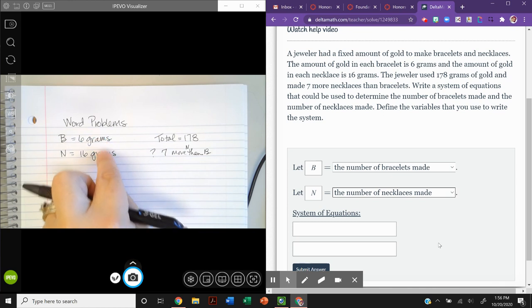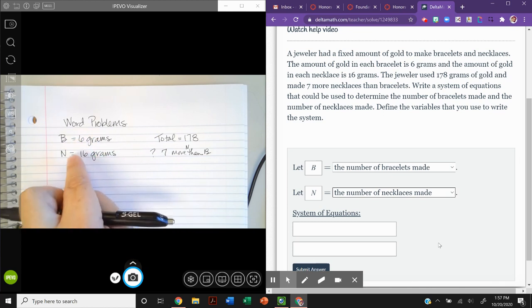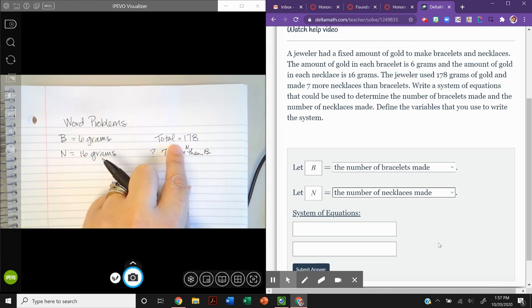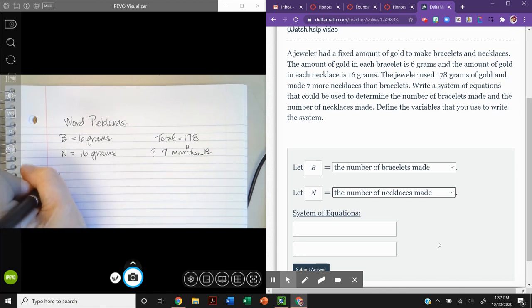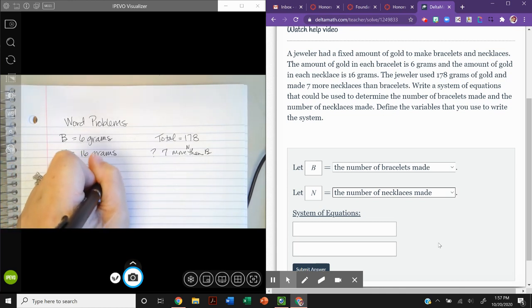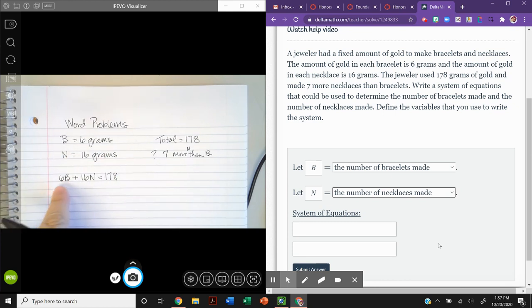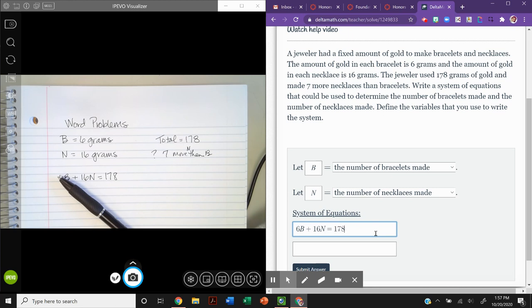Let's deal with this fact that we've got 6 grams for a bracelet, 16 grams for a necklace, and a total of 178. So that means 6b plus 16n should equal 178. Because that way, if he makes a bracelet, he'll multiply that by 6 grams. If he makes a necklace, we'll multiply that by 16 grams. So that works. So 6b plus 16n is going to equal 178.